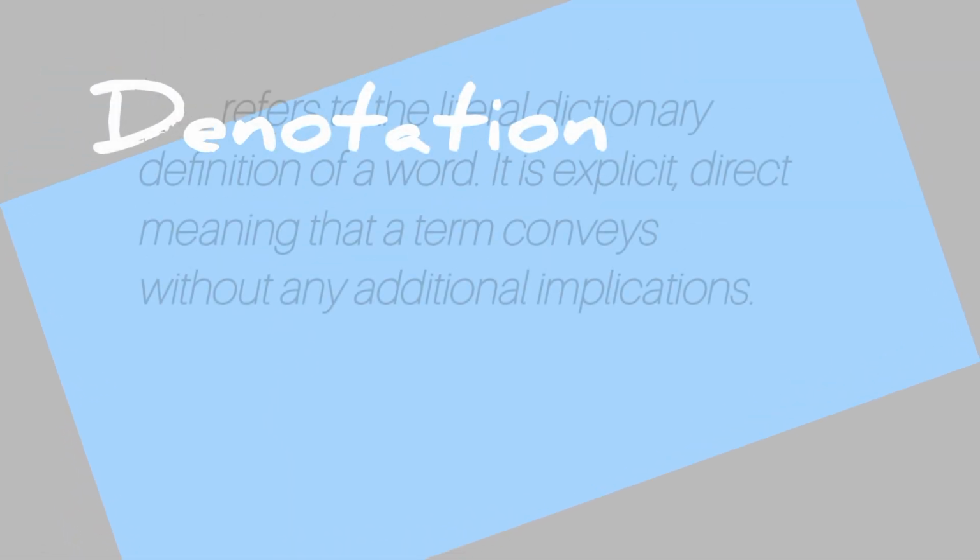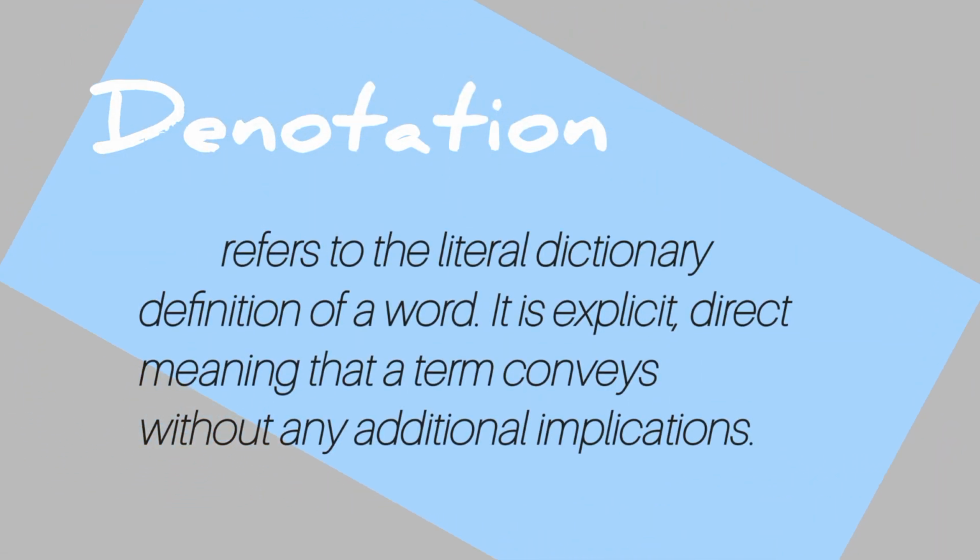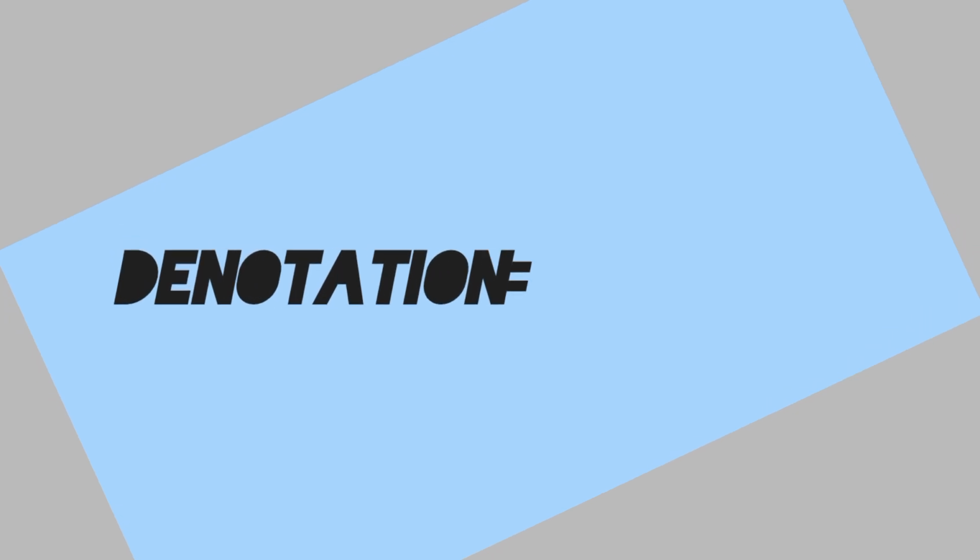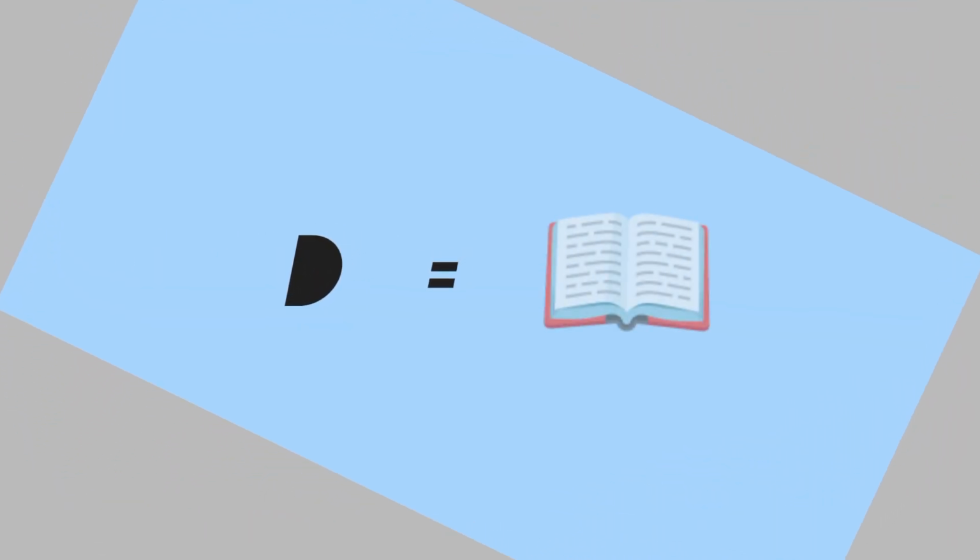Denotation refers to the literal, dictionary definition of a word. It is the explicit, direct meaning that a term conveys without any additional implications. The way that I'd like to remember is denotation is equal to dictionary, or D for dictionary.